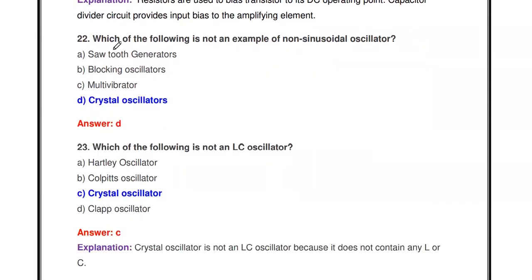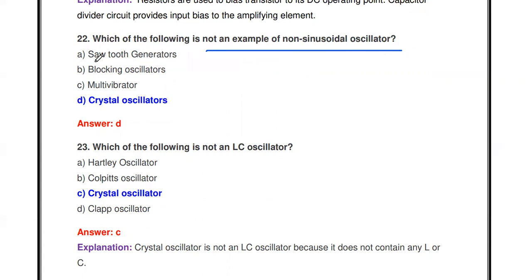Then the next one, which of the following is not an example of a non-sinusoidal oscillator? Non-sinusoidal oscillator means the oscillator generates a waveform other than a sine waveform. For example, square waveform, triangular waveform, is called non-sinusoidal. So in the 4 options, which one is not a non-sinusoidal oscillator? Sawtooth generator, blocking oscillator, multivibrator, crystal oscillator.